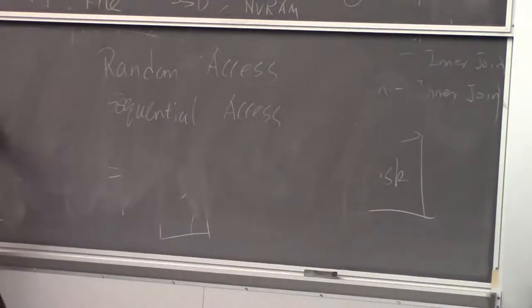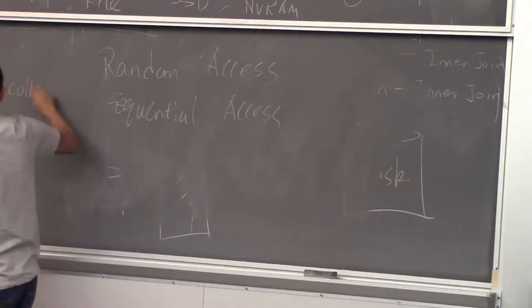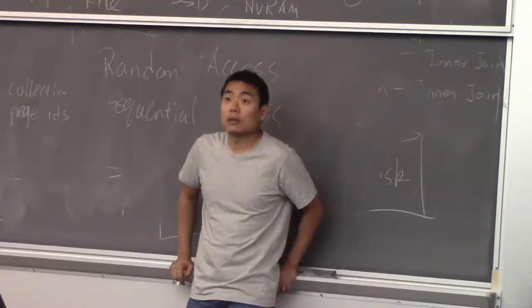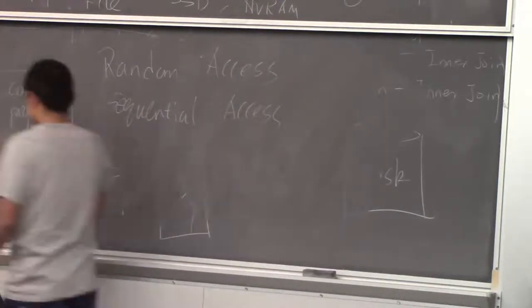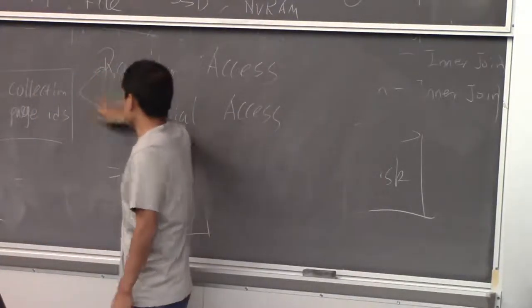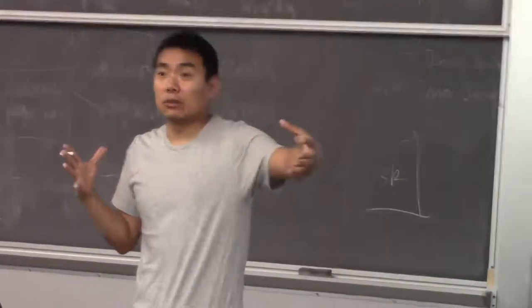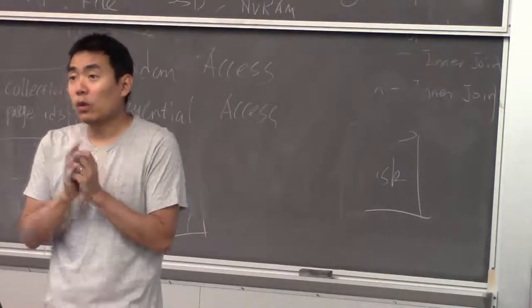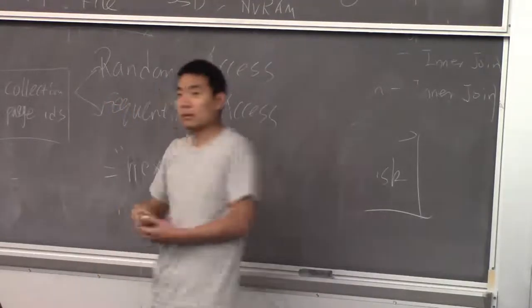So the input to them is a collection of page IDs. In random access, these pages are located in random locations on your disk. In sequential access, these pages are located next to each other on disk. What do you mean by next? This brings up a really important concept called next. What is next?